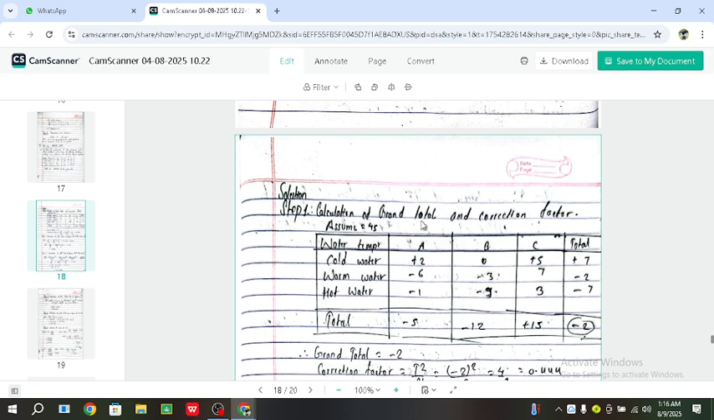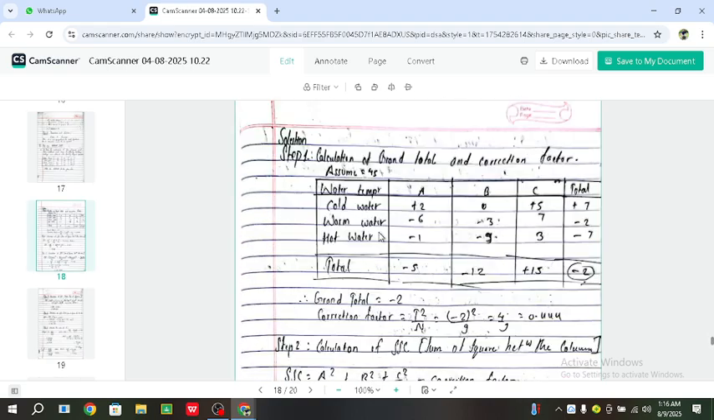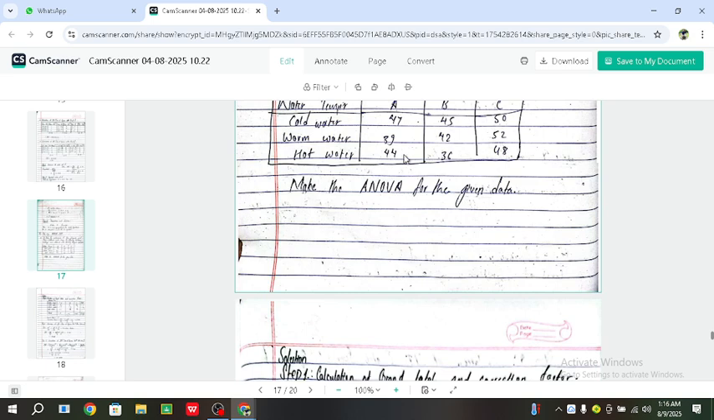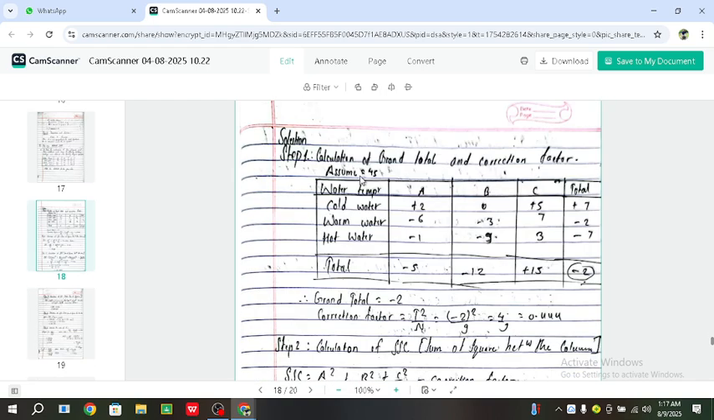Step number 1, calculate the grand total and the correction factor. Assume 45. We just have to assume it about 45. How to assume the 45? Just assume from the data. You can assume 44 also. No need to take 45 only. We can take 26, 54, 52, 50, any of the data. Here we assume 45 only. Water temperature is the same. Now here A, B, C and total.